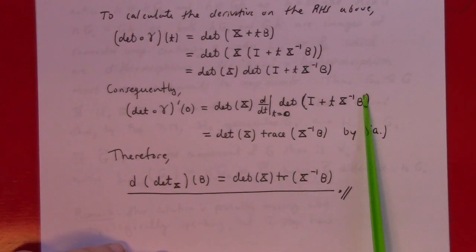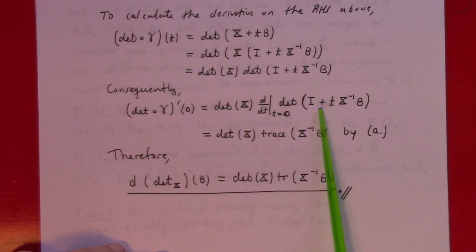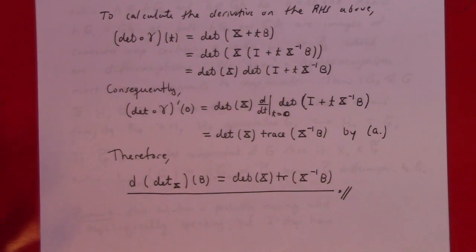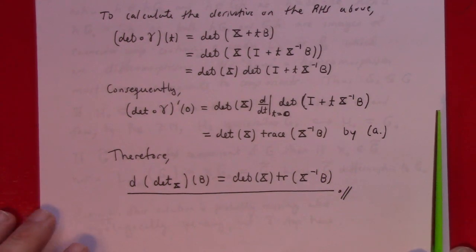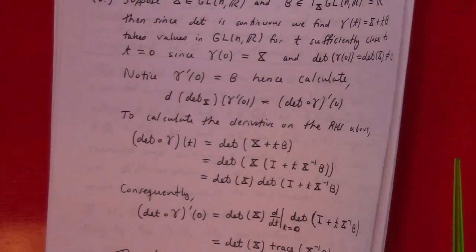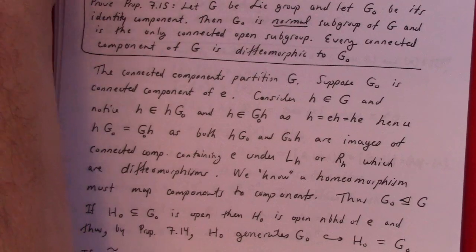And when you differentiate that, by the previous problem, you get the trace of the matrix multiplying t. And that's what you're trying to prove. Actually, there it is, right there. So, yeah, that's just pretty. That's just pretty.